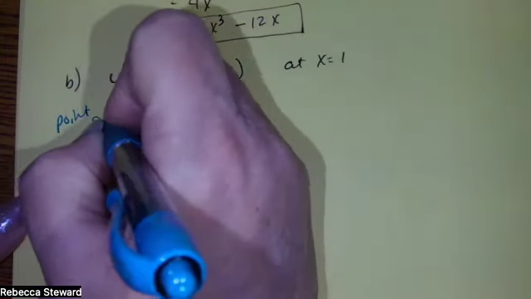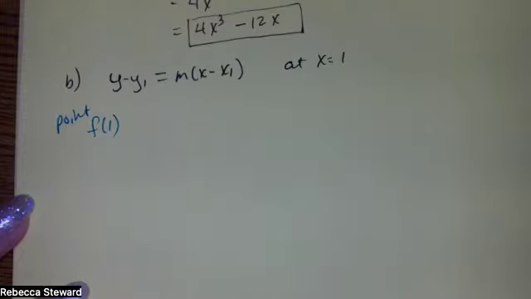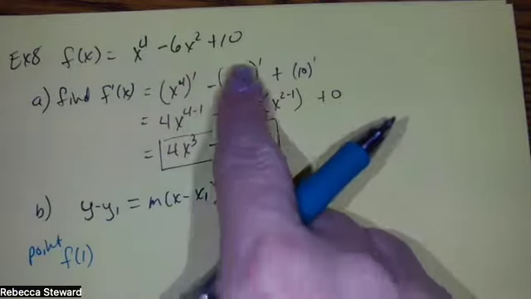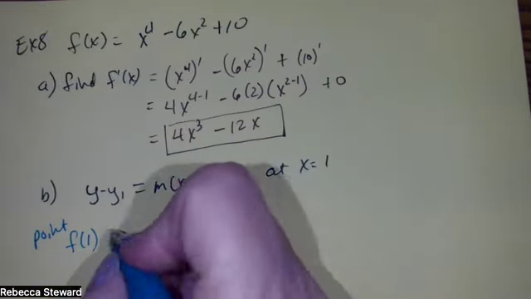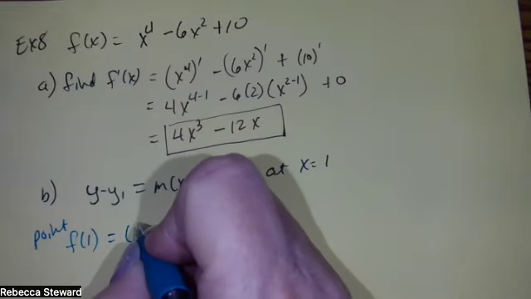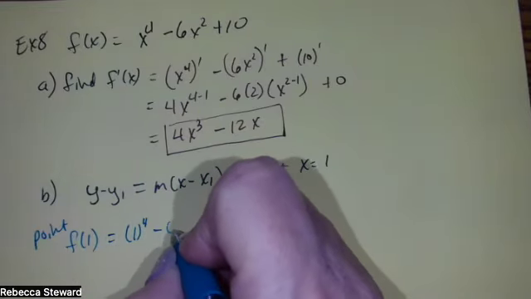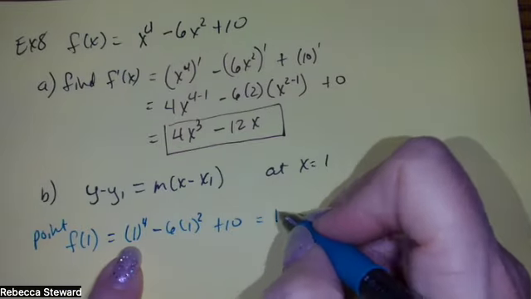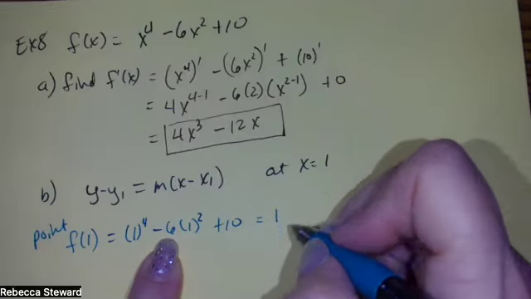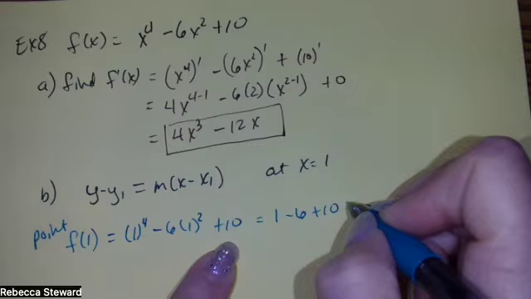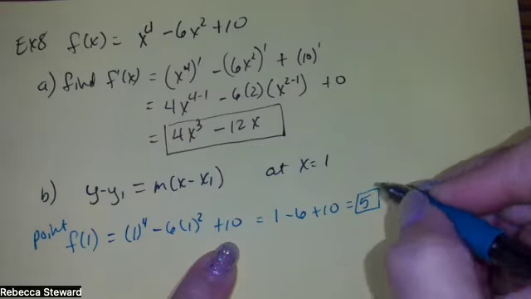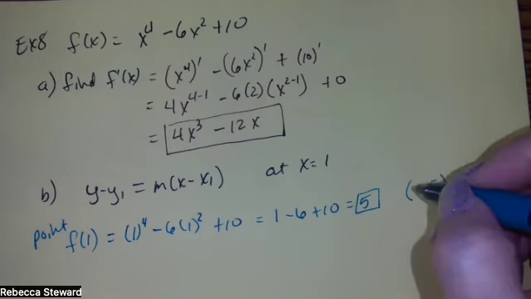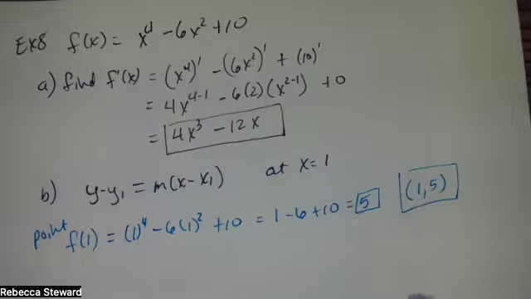This will be where we find f at 1. So we're going to use our original function. We are not going to use the derivative. We're going to use the original function. So f at 1 will be 1 to the 4th power minus 6 times 1 squared plus 10. So that'll get us 1. 1 squared is 1 times 6 will get us minus 6 plus our 10 will get us a total of 5. So that makes our point (1, 5). That's the point we need.